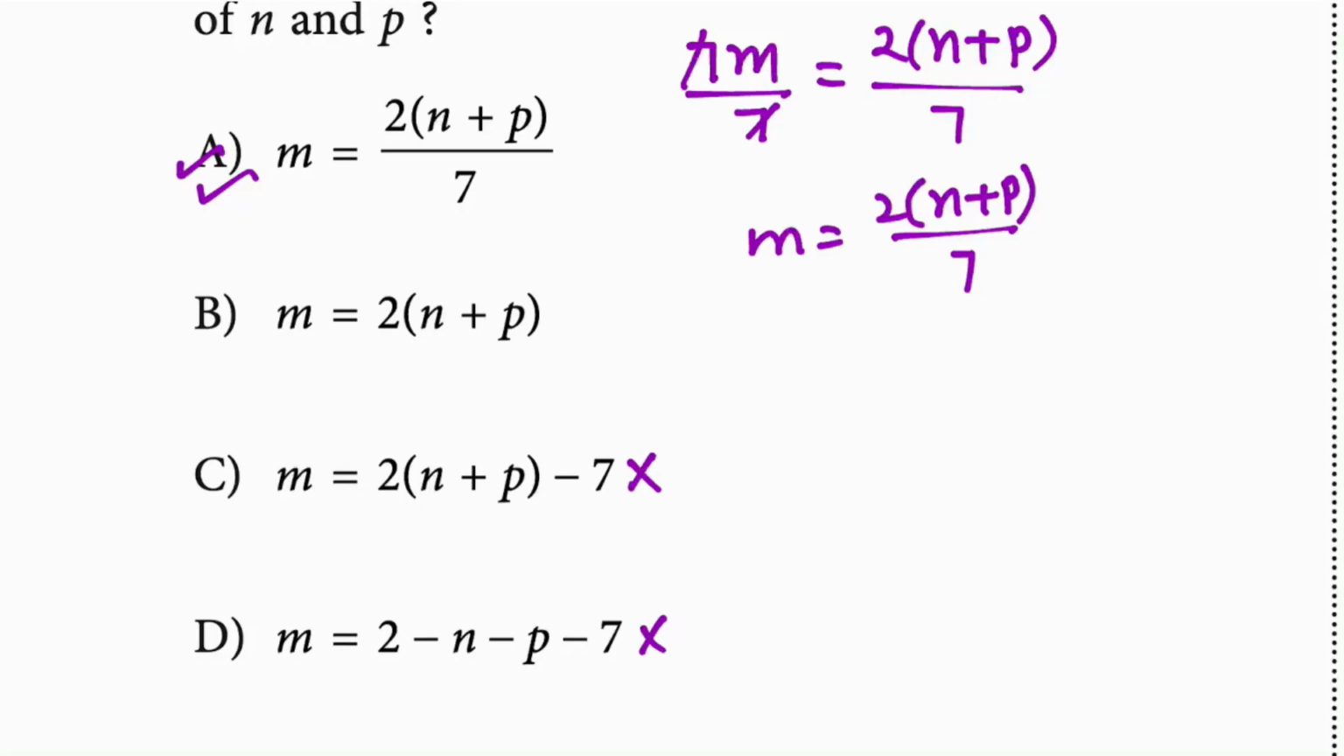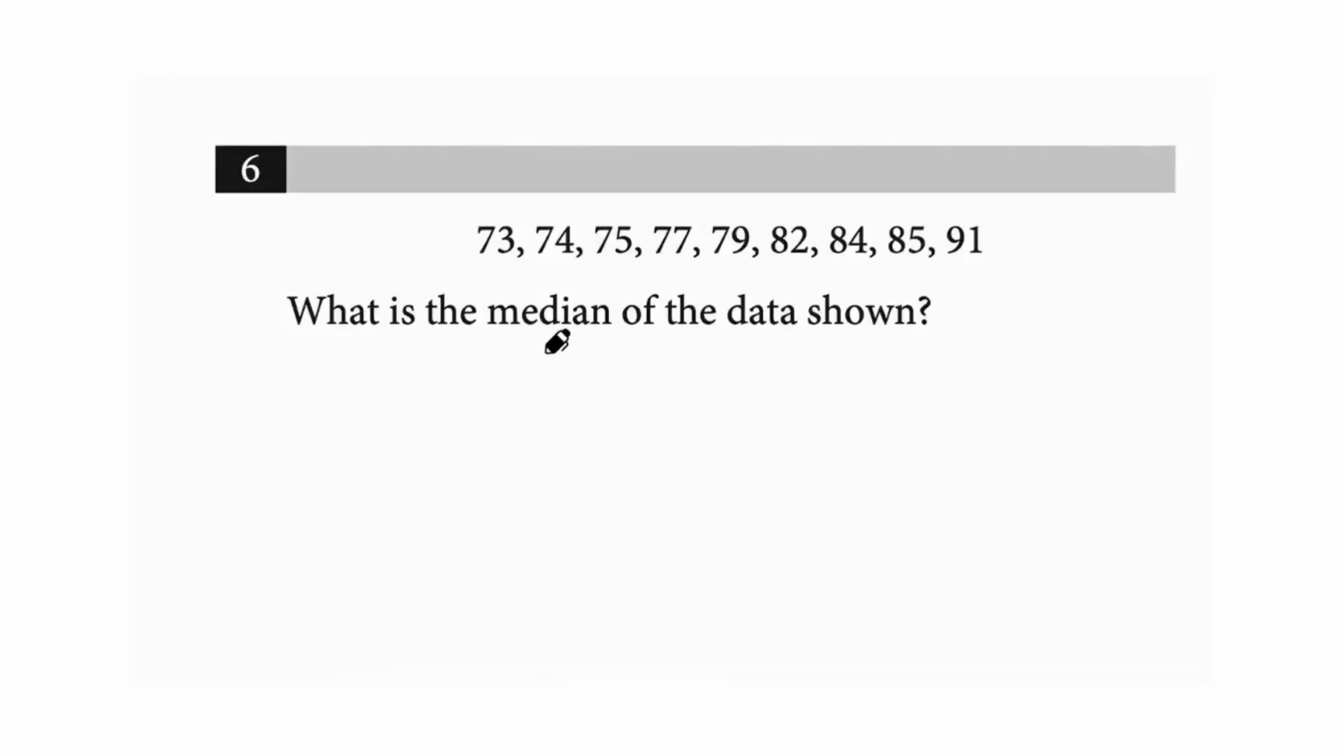Okay. Question number 6, we have to find the median of the data shown. So whenever we have to find the median, we consider three things. First, the observations should be in ascending order. That means the smallest number first and then keep on increasing. Here it is already in increasing order: 73, 74, 75, 77, 79, 82, 84, 85 and 91.